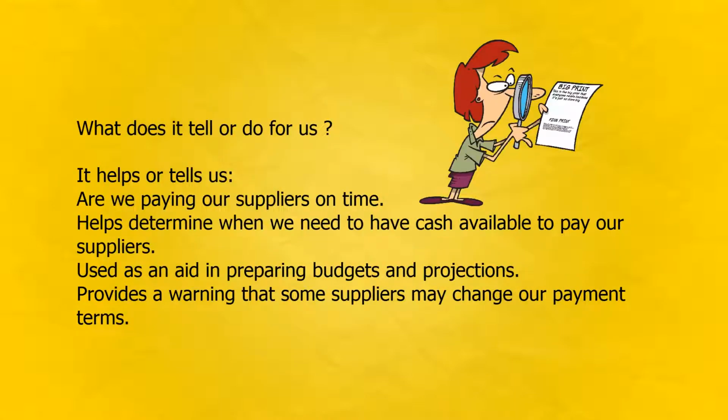What does it tell or do for us? It helps or tells us, are we paying our suppliers on time? Helps determine when we need to have cash available to pay our suppliers. Used as an aid in preparing budgets and projections. Provides a warning that some suppliers may change our payment terms.